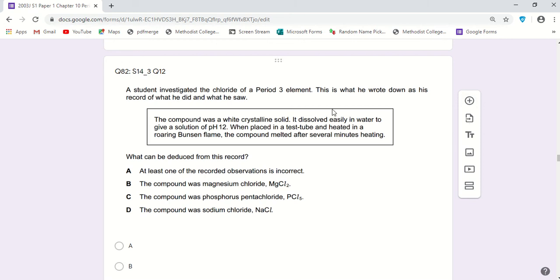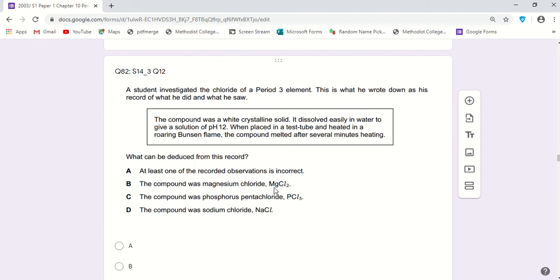Chapter 10, question 82. A student investigated chloride of period 3 elements, and then he wrote down his observation. If you look at the answers, there are 4 options. One is, at least one of the recorded observations is incorrect. We don't look at this one first.